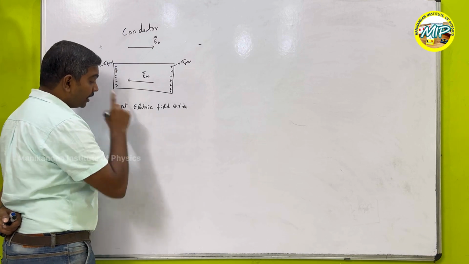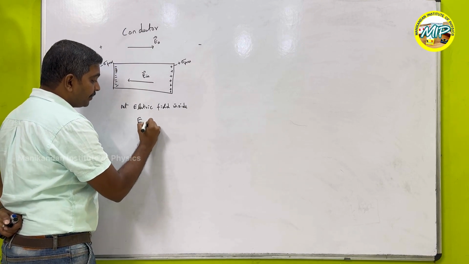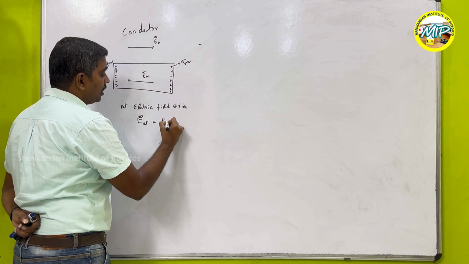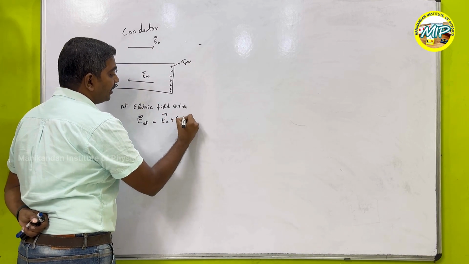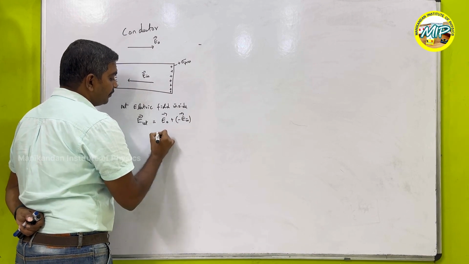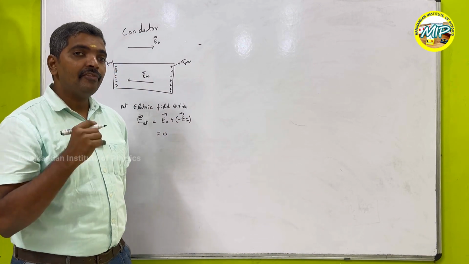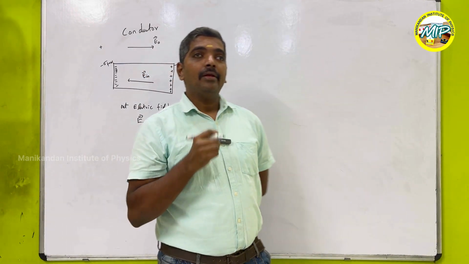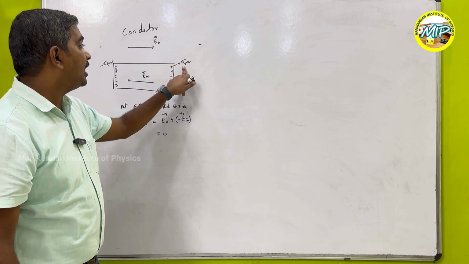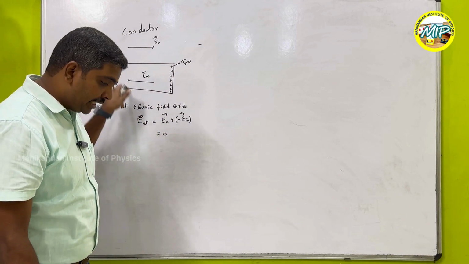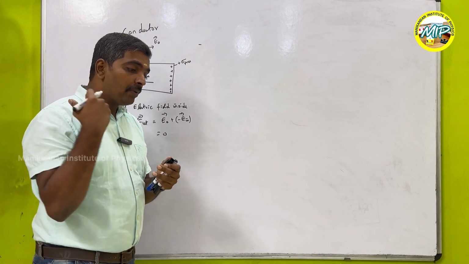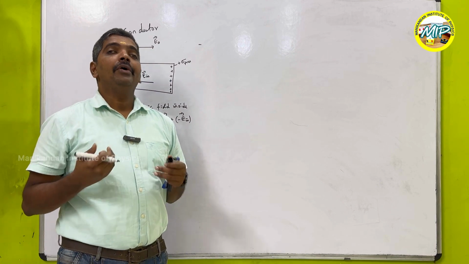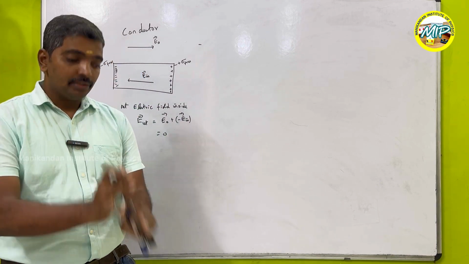the net electric field inside the conductor, I may write E net. It's going to be E naught plus minus E in, which is 0. So the net electric field inside the conductor is going to be 0. Why is it 0? Because the electric field produced by the free charges is exactly in the opposite direction but equal in magnitude. If you apply an external electric field, the same amount of electric field is produced inside the material. So the net electric field inside the conductor is 0.